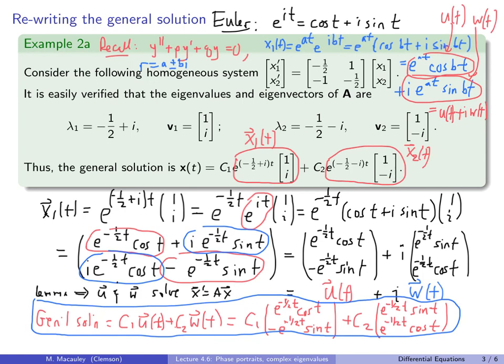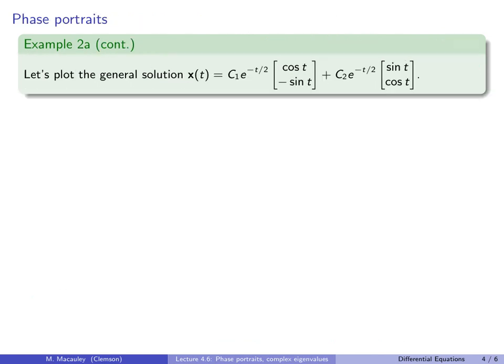We wrote x2 out and we subtracted them and added them. But the same technique could derive the same alternative general solution, not just for a system of ODEs like this, but for a second order equation with complex exponentials. Okay, so let's plot the general solution.